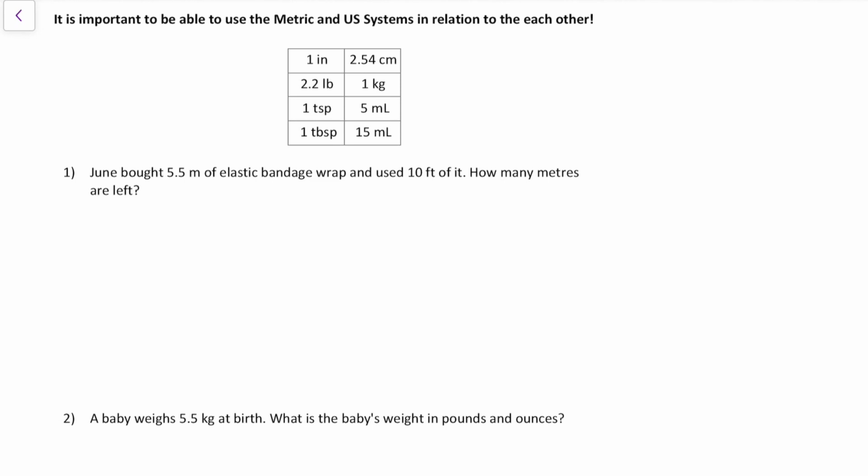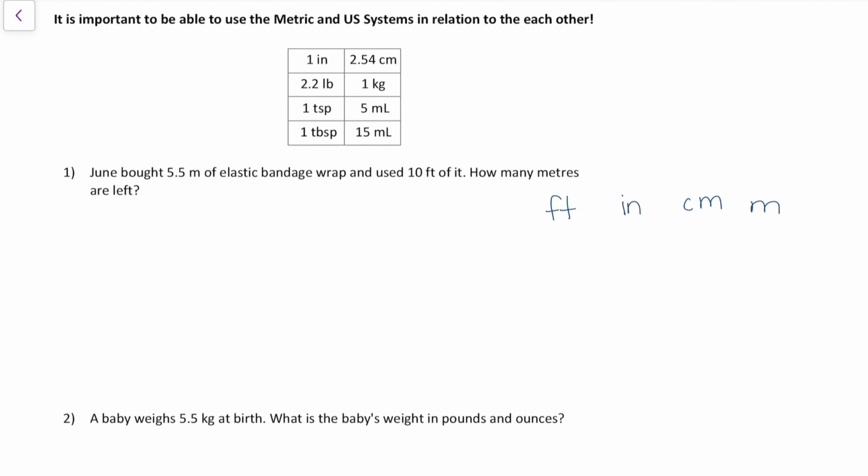The first step with these problems is to plan out our pathway. How are we getting from feet to meters? I want to look at my bridges and see if I can get to any of these bridges. Tablespoon, teaspoon, milliliters, they're not going to help me. Pounds, kilograms aren't going to help me. But 1 inch and 2.54 centimeters is going to help me. So what I can do is use that bridge to get between them.